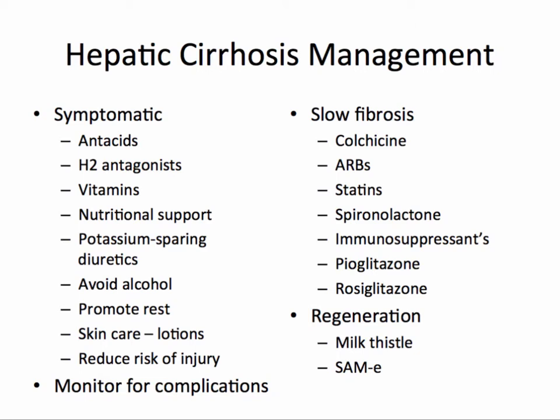Symptomatic management of hepatic cirrhosis includes the following: antacids, histamine 2 antagonists, vitamins, nutritional support, potassium-sparing diuretics, avoiding alcohol, promoting rest, skincare with lotions, and reducing the risk for injury. It's important to always monitor for complications in patients with hepatic cirrhosis. Medications that may slow fibrosis include colchicine, angiotensin receptor blockers, statins, spironolactone, and immunosuppressants.